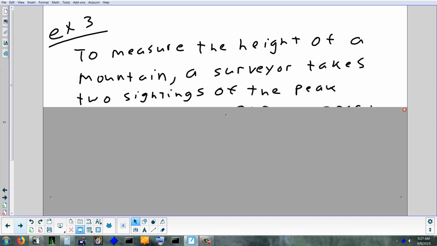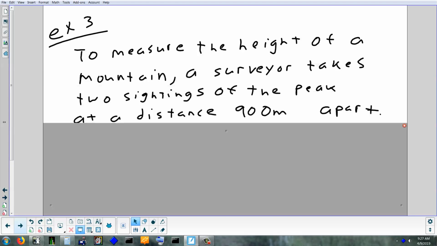And this is all going to be done by one person. If you had a second person to help you, that would be easier. But if you don't, you just have to do it yourself. So the surveyor is going to stand in one spot, and they're going to measure the angle to the peak of the mountain. Now, how would you do that?